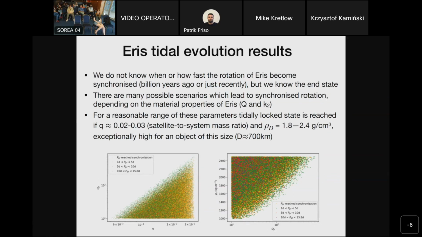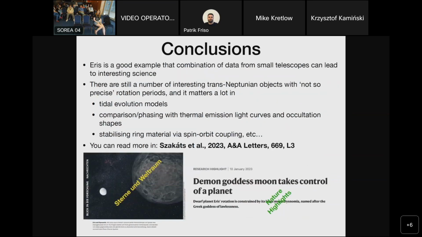And yeah, conclusions. I'm a bit late, I'm sorry. So it seems that Eris is a good example that a combination of data from small telescopes can lead to interesting science. And there are still a number of interesting trans-Neptunian objects with not so precise rotation periods.